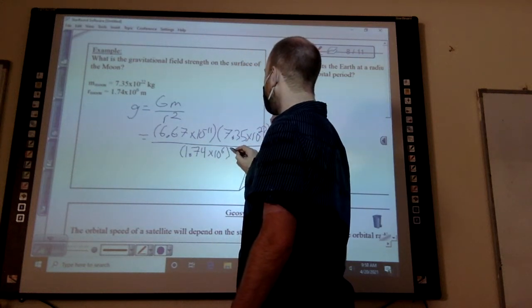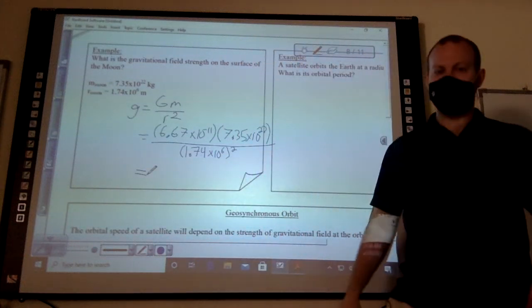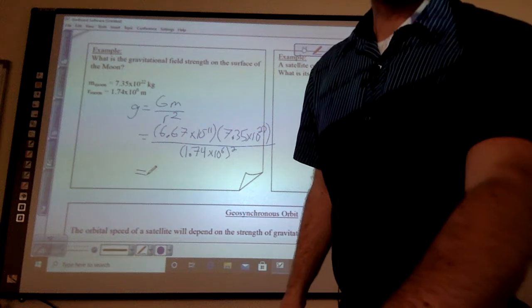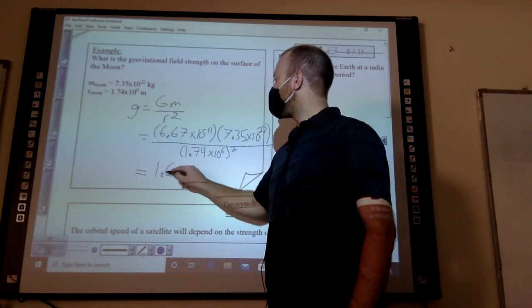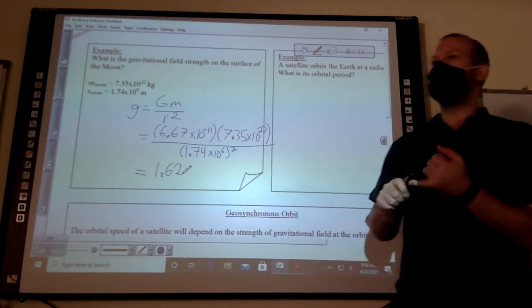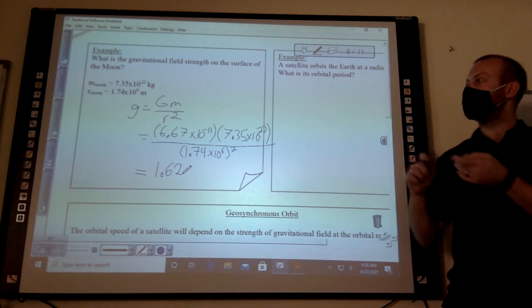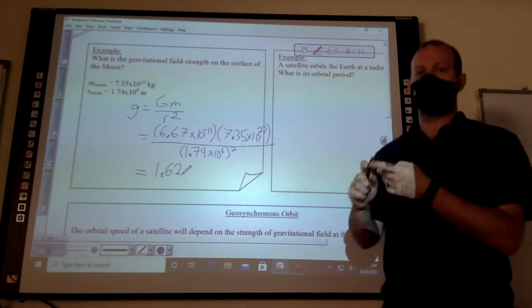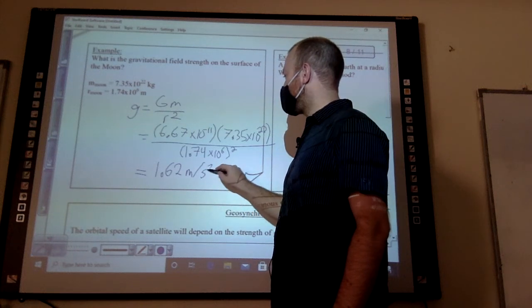So those of you who like to write your own formula sheets, there are four constants that you should have. You need the mass of the moon, radius of the moon. You need the mass of the Earth, you need the radius of the Earth. You will want to have those written out on your formula sheet.